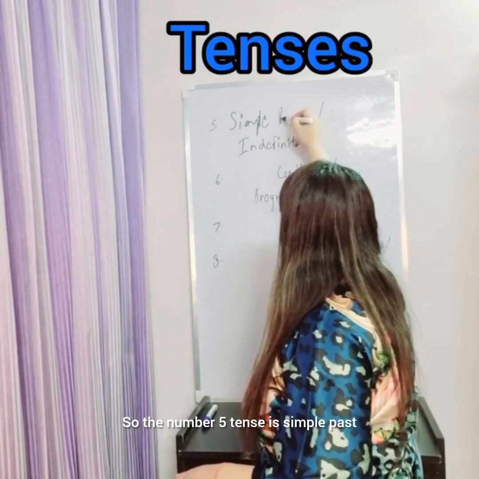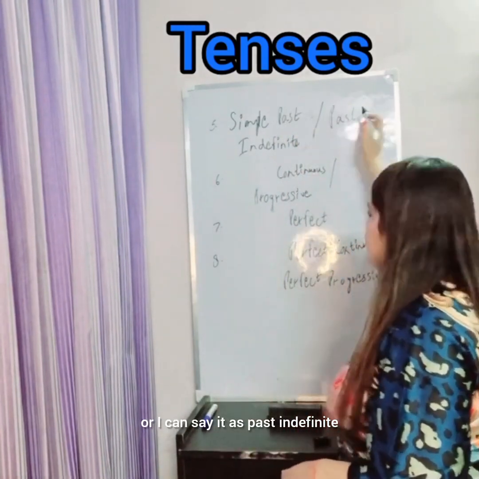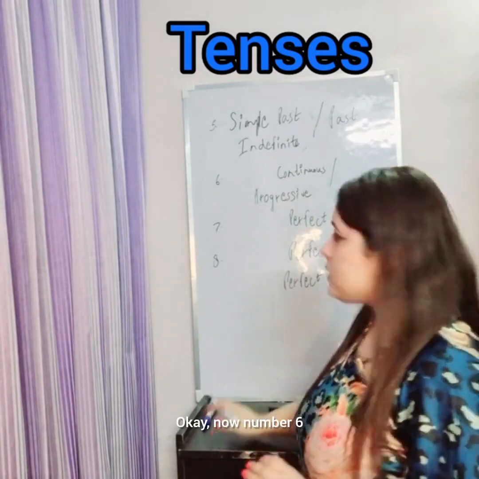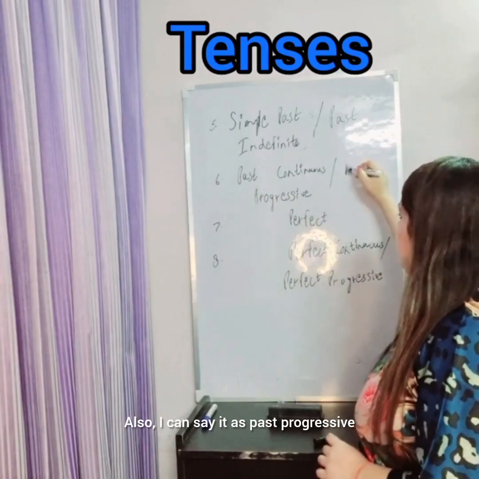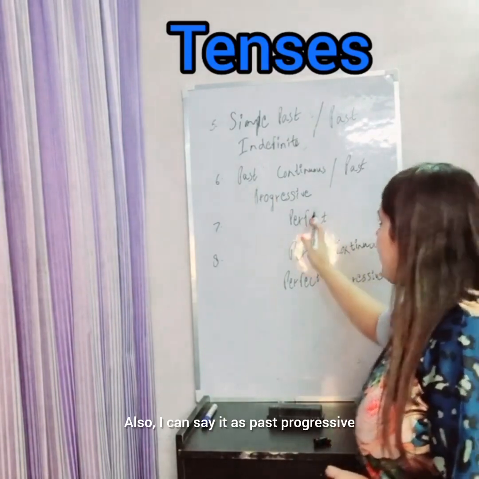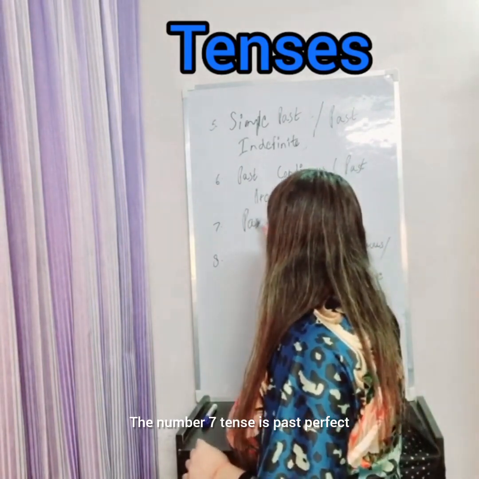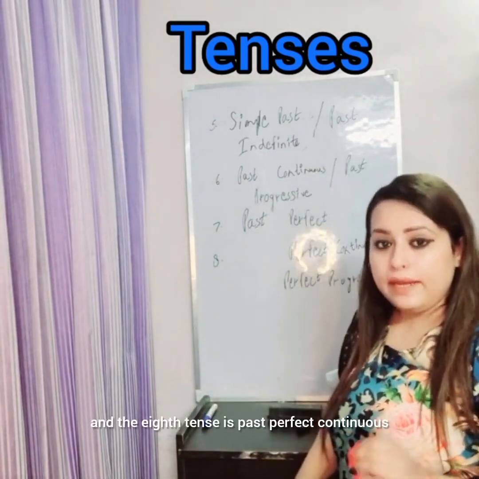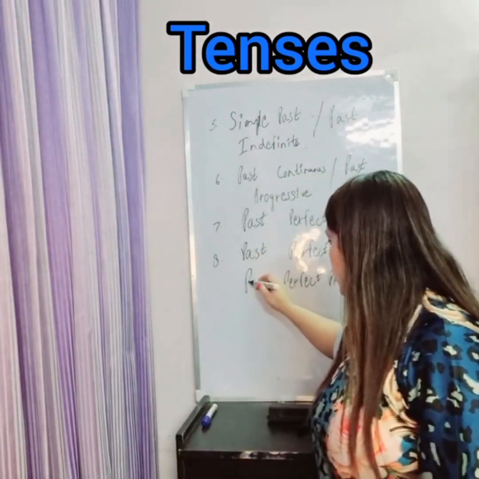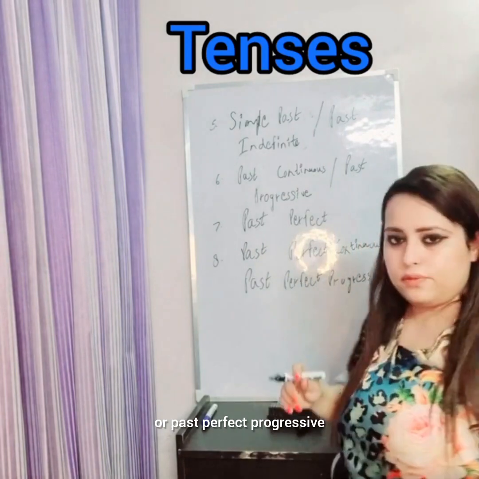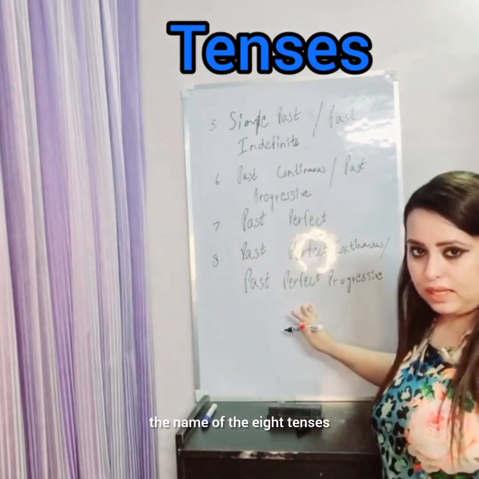So the fifth tense is simple past, or I can say past indefinite. Okay, now number six, it is past continuous. Also, I can say it as past progressive. The seventh tense is past perfect. And the eighth tense is past perfect continuous or past perfect progressive. So now we are done with the names of the 8 tenses.